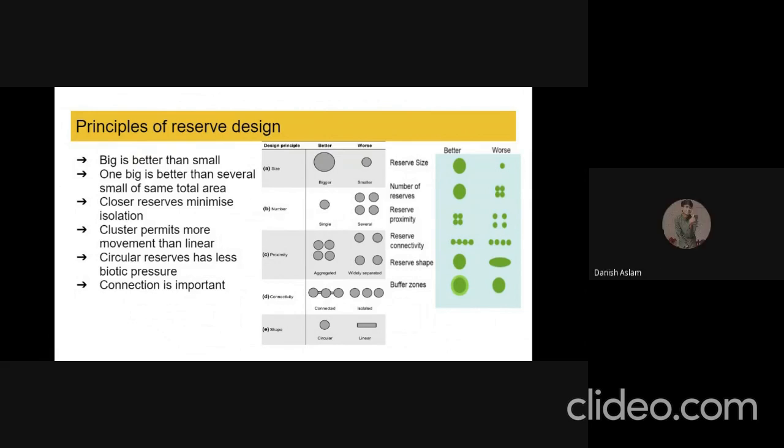Yes, so we will have more habitat, and if we have more habitat, we have diverse kinds of habitat and a diverse environment. So whenever we are creating a reserve, it is better to have a bigger area compared to a smaller area. The next principle says that one big is better than several small of the same total area. Kuldeep, can you guess why it is?